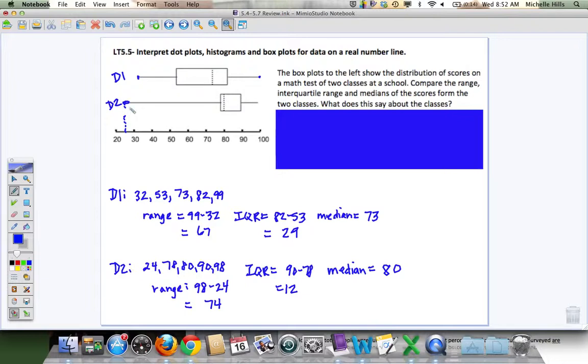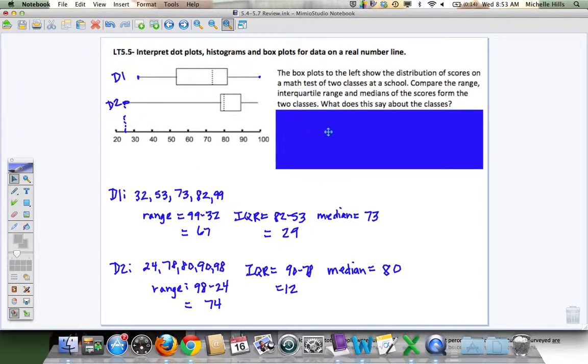So the extremes are actually in favor of the first class. The low's not quite as low, the high's a little bit higher, but in general, the actual distribution of scores, these are much more tightly packed because this box is much more narrow. So the middle 50% of the scores are much closer to each other. And in general, the scores as a whole are higher than they were for D1.